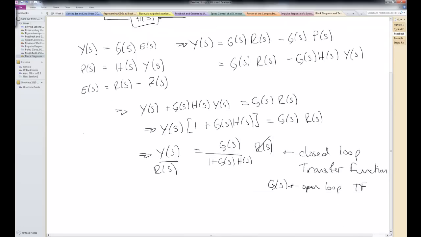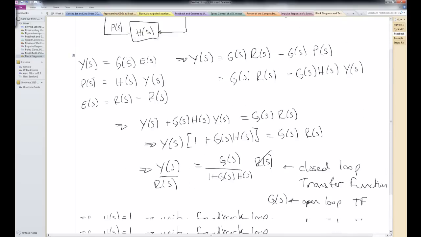Another definition here is that if H of S is equal to 1, so it's just a scalar 1, so there's nothing happening to the output, just being multiplied by 1, then we call that a unity feedback loop. All right, and it makes sense because unity here refers to 1, and so it's just being multiplied by 1. So it's not being filtered or scaled.